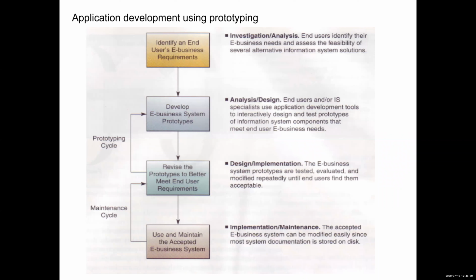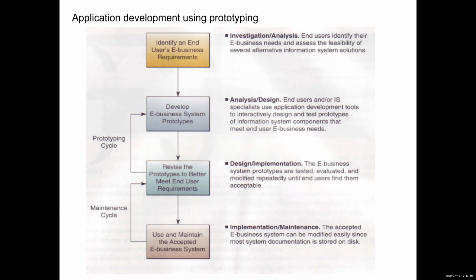What does it entail? The first thing under this process is to identify an end user's e-business requirement. So through your system analysis, you find out what exactly the end user wants as a system to help him do the things that he wants to do. So you do that by investigation system analysis. And then once you have got that, you go on to the next stage where you now develop the e-business solution prototype. Okay, again, it's the analysis design.